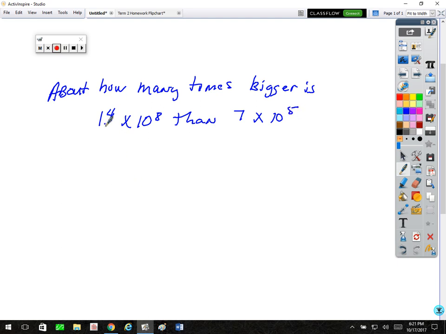So how many times bigger? I want to know how much bigger this number is. And again, I know it's bigger because my exponent is bigger. So remember, 1.4 is going to go inside the parentheses, 7 goes outside.